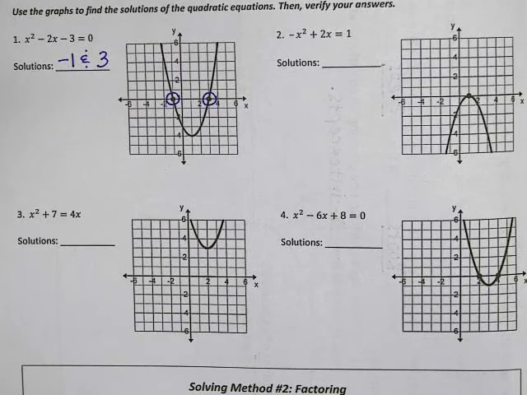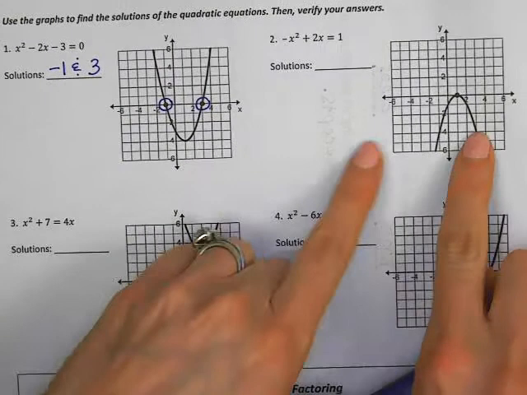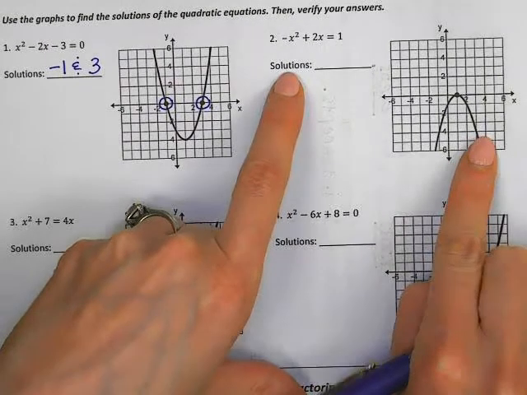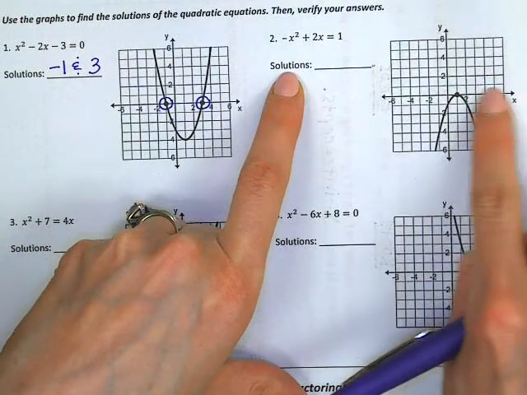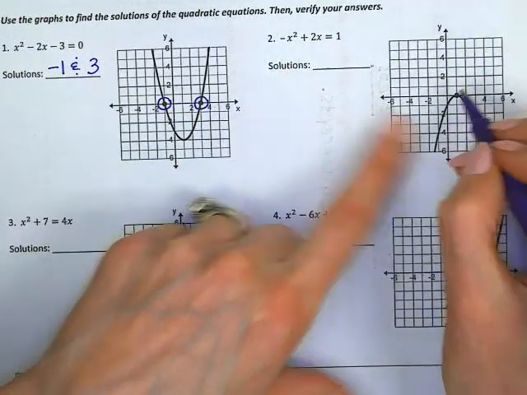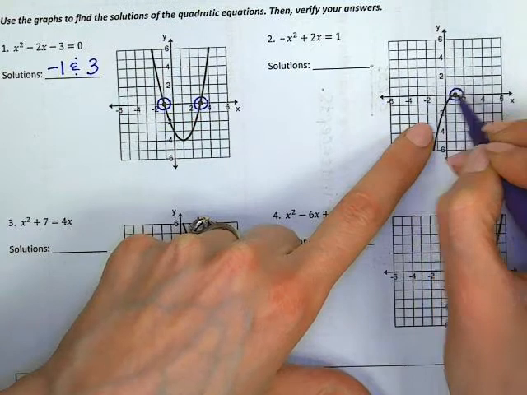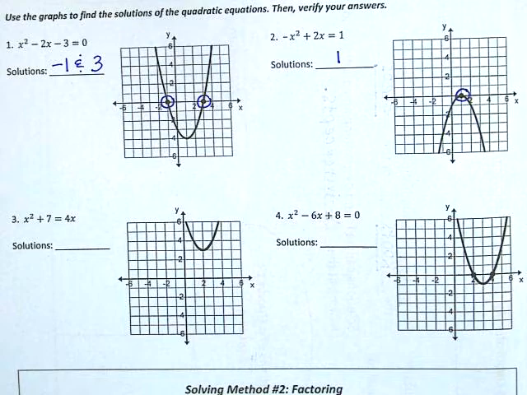Let's do one more. These are easy. Number 2, what are the solutions? Where does the graph cross the x-axis? This one looks like it only happens one time, and that's at x equals 1.